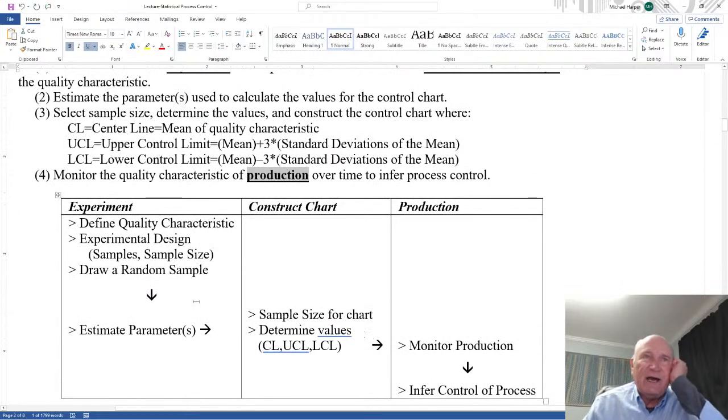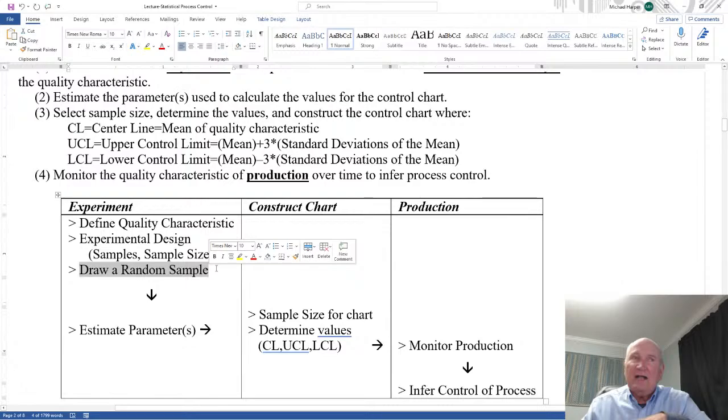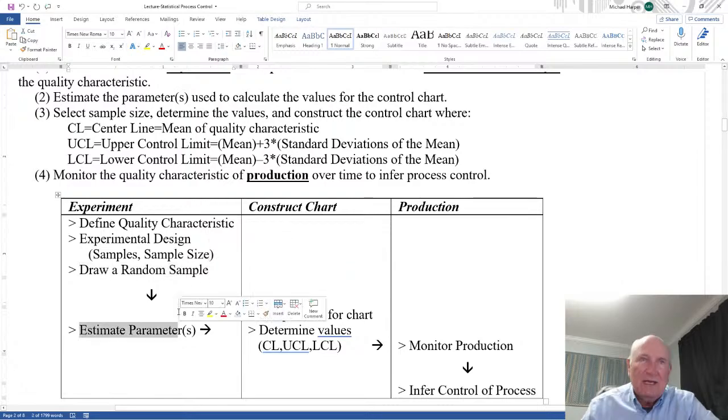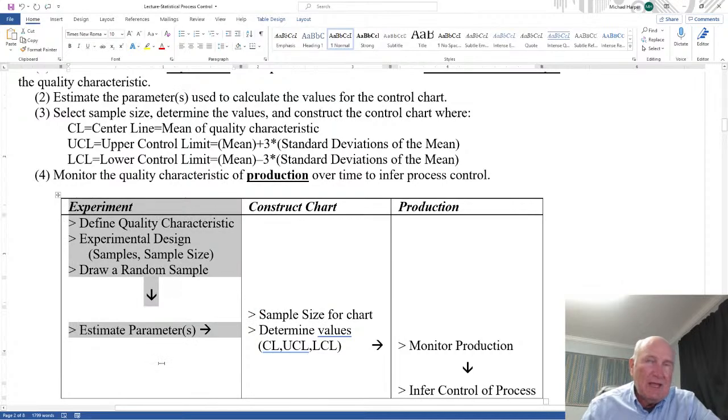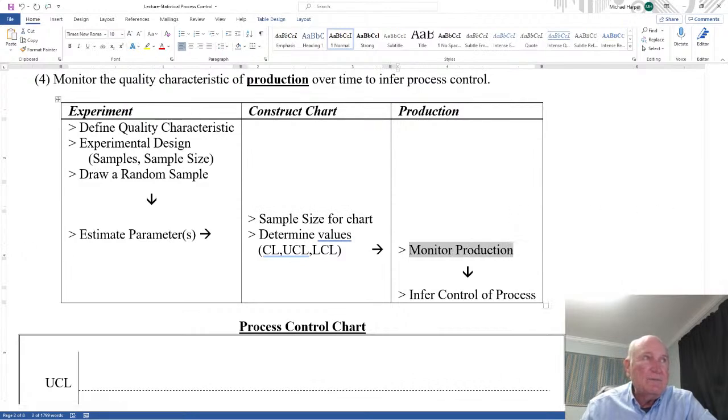Now to separate this out, to take these 4 steps: define the quality characteristic, and we'll talk about this on all 4 of the process control charts. Draw a random sample, and I'll just give you the random sample again, just like a textbook. Estimate your parameters. That's where your experiment is, and then you move to constructing your chart with a sample size, and you determine these values: center line, upper and lower control limits. Once you have it, you monitor production over here and infer the control of the process.